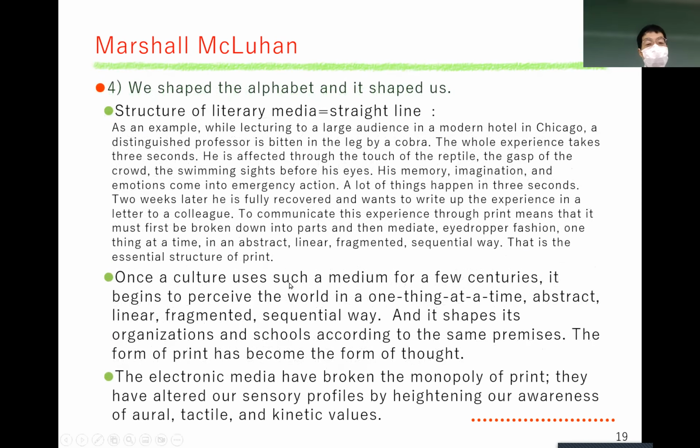Once a culture uses such a medium for a few centuries, it begins to perceive the world one thing at a time, in an abstract, linear, fragmented, and sequential way. And it shapes its organization and schools according to the same premise. The form of print has become the form of thought. これがすごいですね。考え方が変わっちゃうんですね。 And the electronic media have broken the monopoly of print.